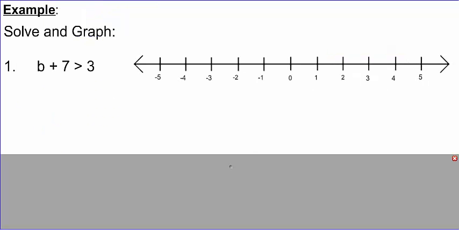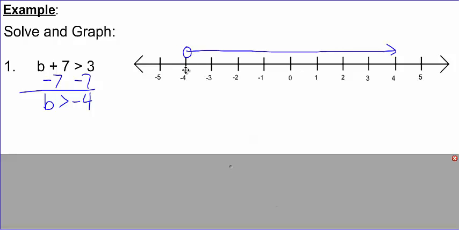All right, so our first, b plus 7 is greater than 3. So we're solving for b. So just like solving equations, we're going to subtract 7 from both sides of our inequality, and our solution is b greater than negative 4. And then you continue with your graph. So open circle, because there's no line under the inequality, on negative 4, going to the right.